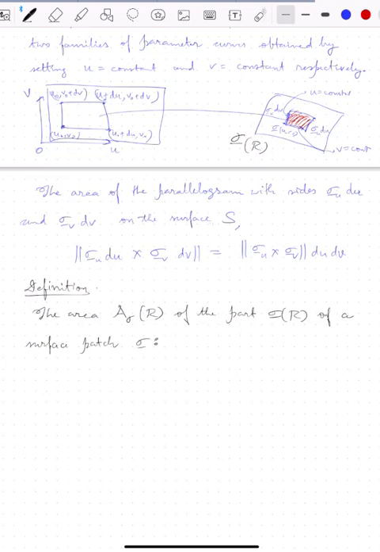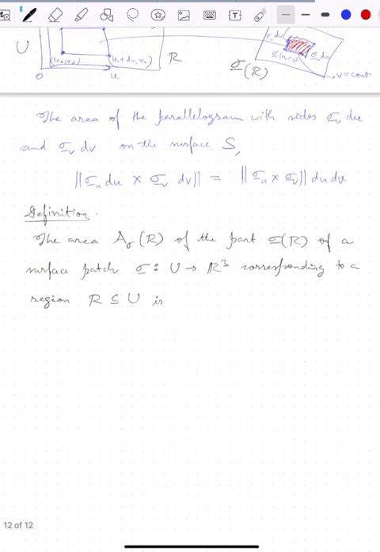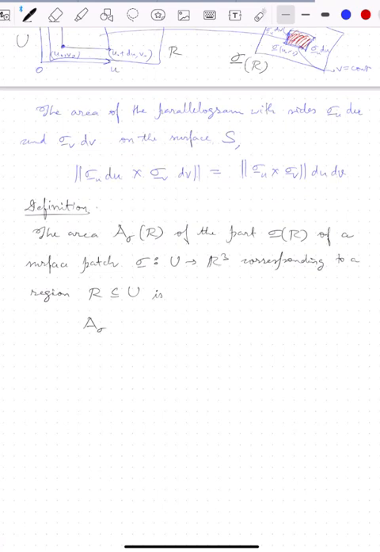sigma vector from U to R cubed, corresponding to a region. So this region is R in U space, to a region R, which is a proper or improper subset of U, and it is given as A sigma of R. This is equal to the integral over R of the norm of the cross product of sigma U and sigma V, integrated over du dv. Right?